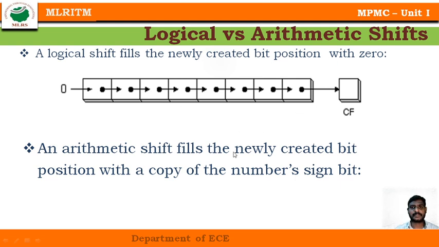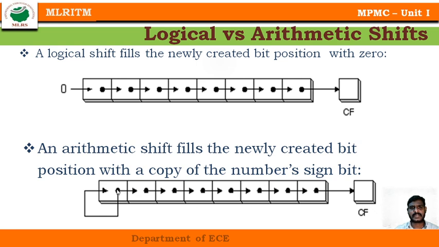But in the case of arithmetic shift, the newly created bit position copies the sign bit. Generally, bit D7 is meant for the sign bit in a signed numbering system. In such scenarios, the same bit is retained when I shift arithmetically. That is the difference between a logical and an arithmetic shift. In logical shift, the last position is filled with a 0, whereas in arithmetic shift, the last position is retained as the same bit.